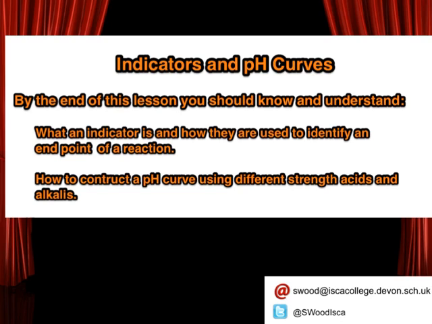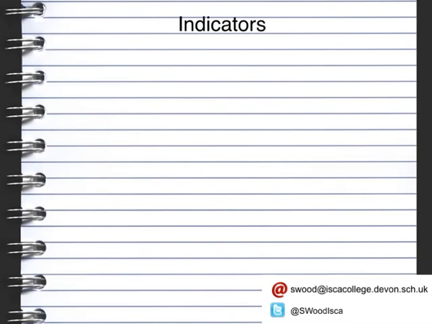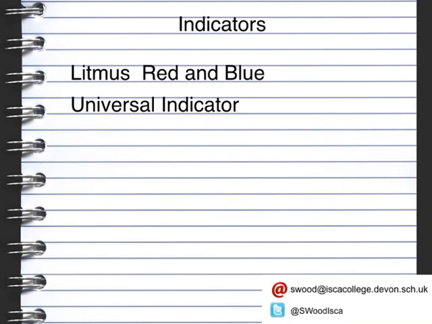Now indicators are chemicals that change colour in acid conditions and in alkaline conditions. The ones that you have been used to up till now have been litmus, which comes in a red and blue form, and universal indicator, which comes in a variety of different colours, but you're probably used to it being red in acid and blue or purple in alkali.